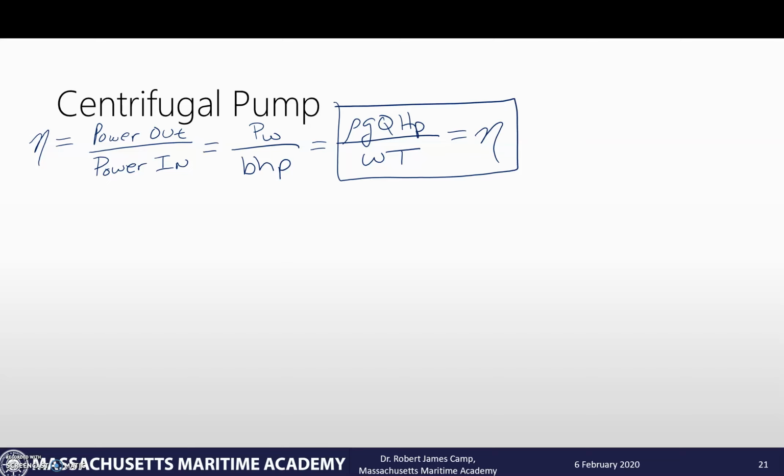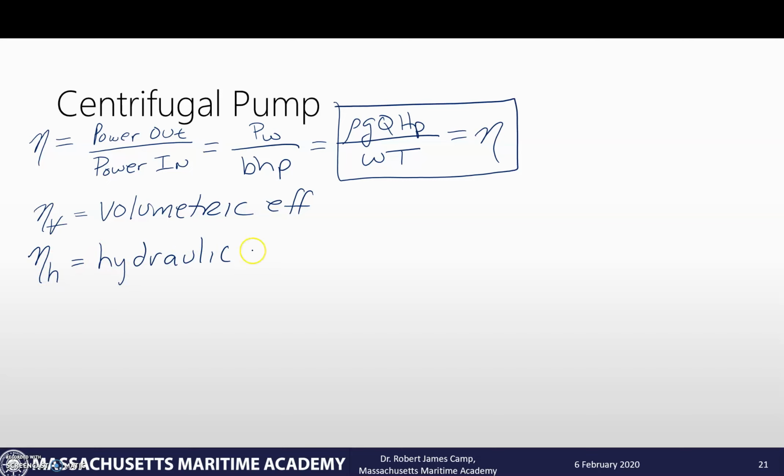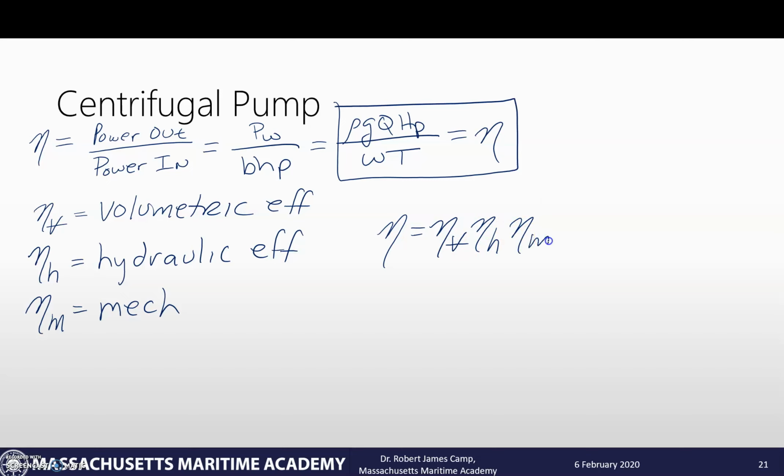So if we take a deeper dive into that efficiency, the efficiency of the pump is actually made up of 3 separate things. What we call the volumetric efficiency. We have the hydraulic efficiency. And then we have the mechanical efficiency. And actually what we can do is we can say, well, the overall efficiency is the multiplication of those three efficiencies together. Oops, not equals, multiplies.